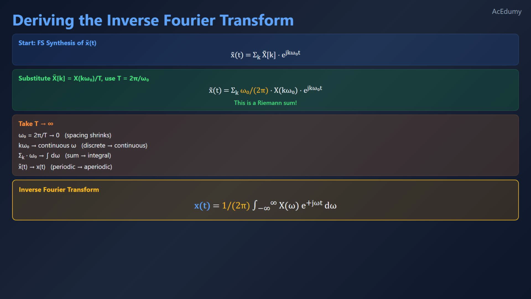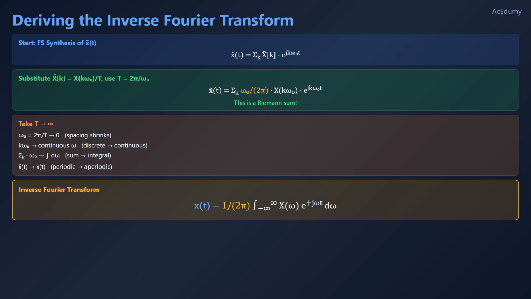Now let's derive the inverse transform. The Fourier series synthesis equation for x̃ is x̃(t) equals the sum over k of x̃[k] times e to the jkω0t. Substituting x̃[k] equals X(kω0) over T, and using T equals 2π over ω0, we get x̃(t) equals the sum over k of ω0 over 2π times X(kω0) times e to the jkω0t.